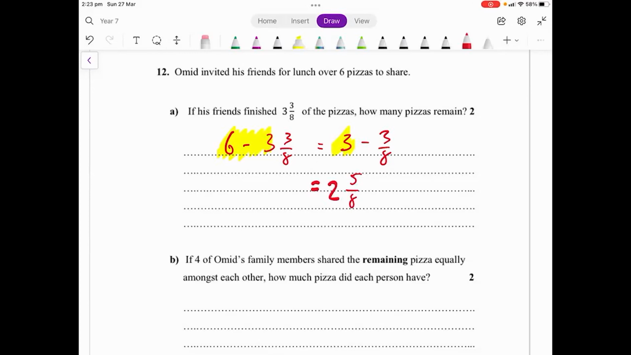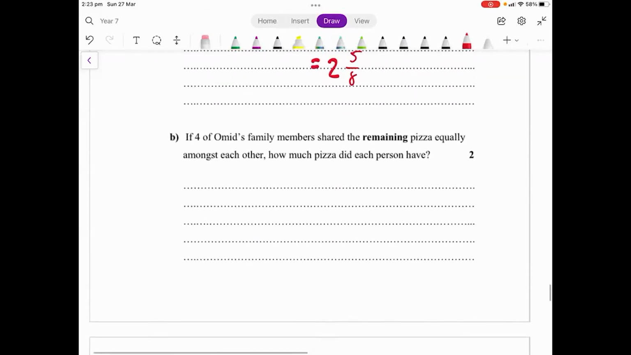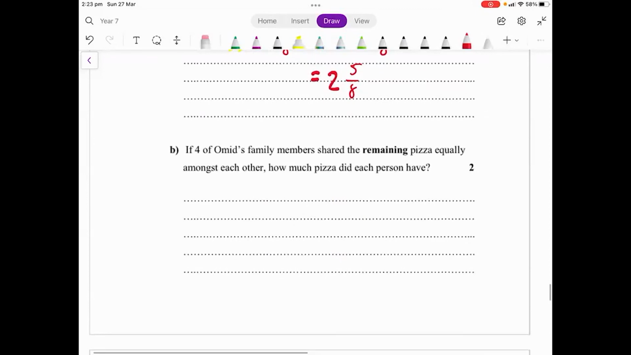Question B. If 4 of Omid's family members shared the remaining pizza equally amongst each other, how many pizzas did each person have? So we firstly start off with how many pizzas are remaining, which is 2 and 5/8. Then sharing means division, so we divide. And there's 4 people, so we divide by 4. 2 and 5/8 divided by 4.